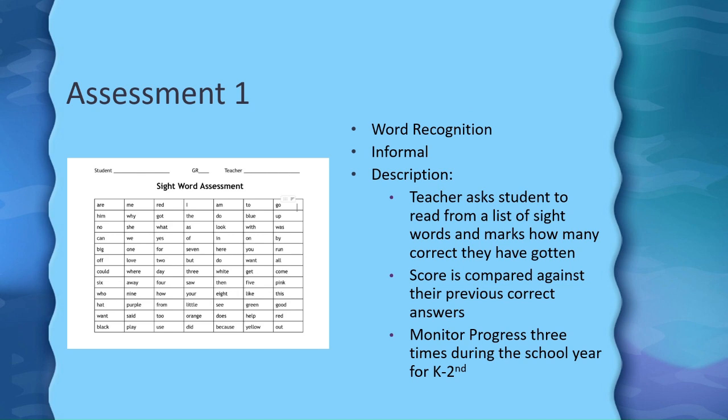The teacher would hold up cards with each of these words, which I think is the most convenient, and then they just mark which ones they get right or wrong. And then the scores are compared against their previous correct answers. This can be put into a student's portfolio. And we want to monitor progress of this about 3 times a year during the school year, but for kindergarten and second grade.